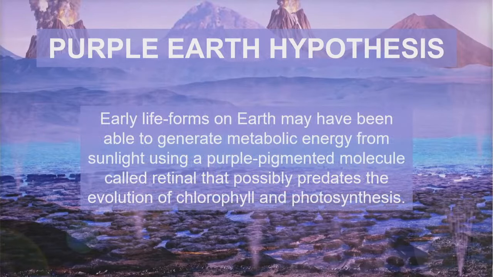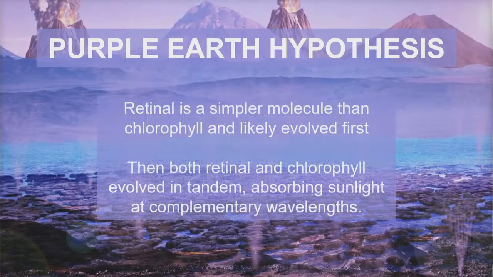These early life forms on Earth may have been able to generate metabolic energy from sunlight using a purple pigmented molecule called retinol, which possibly predates the evolution of chlorophyll and photosynthesis. Retinol is a simpler molecule than chlorophyll, and so likely evolved first. Then both retinol and chlorophyll evolved in tandem, absorbing sunlight at complementary wavelengths. Since retinol reflects purple and absorbs all others, and chlorophyll absorbs all light but reflects green, they operated at different wavelengths of visible light.